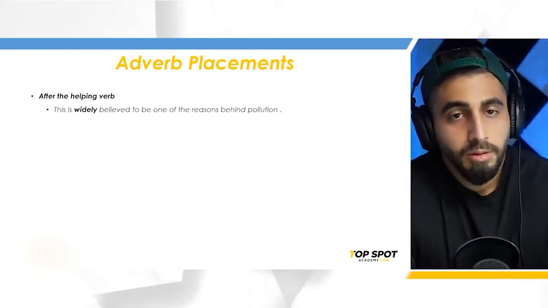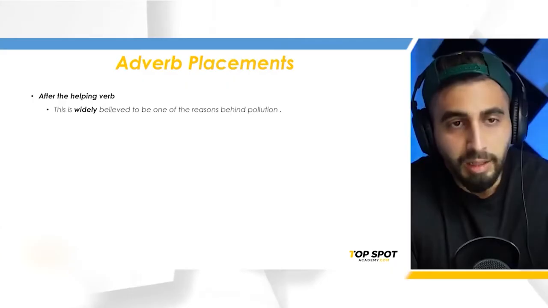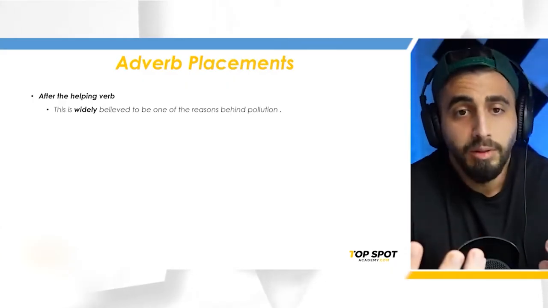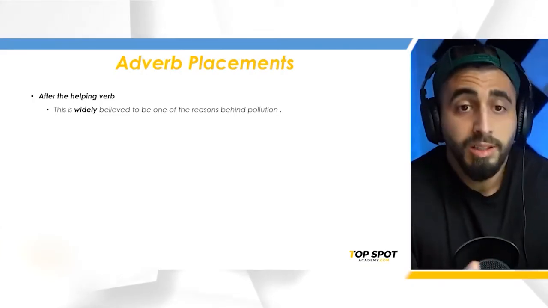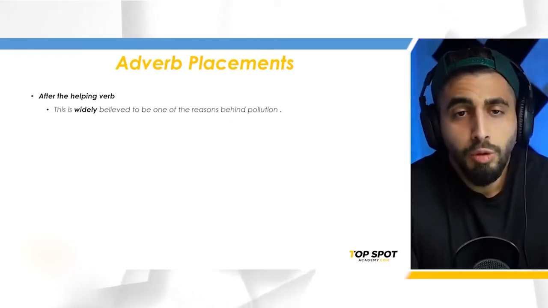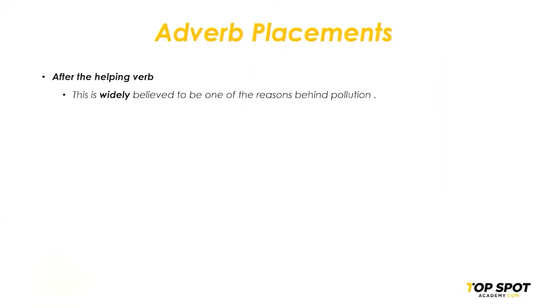And if you notice, let's just delete this adverb and read the sentence. This is believed. We have is and believed. The main verb is believed. The helping verb here is. So when you have a helping verb and it's followed by a main verb, you place the adverb after the helping verb. Another example so you understand more.